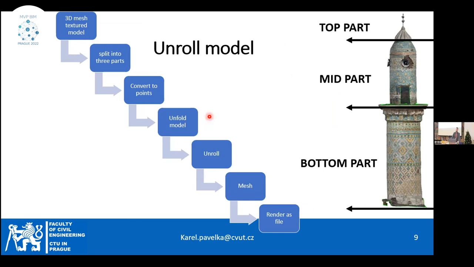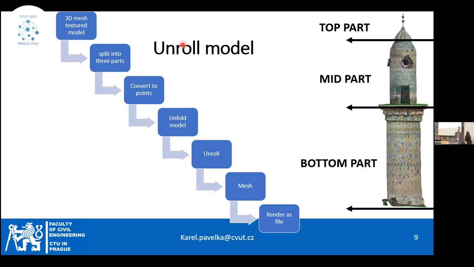And as I said, the minaret is deformed, and every part has a different shape. So we decided to cut the model and do this process for each part: the bottom part, the middle part, and the top part. The process was really hard to find, because we have a lot of model formats and a lot of software, and if you convert it, the software doesn't read it, and you need to convert it from another format.